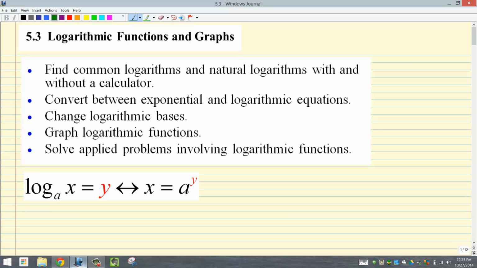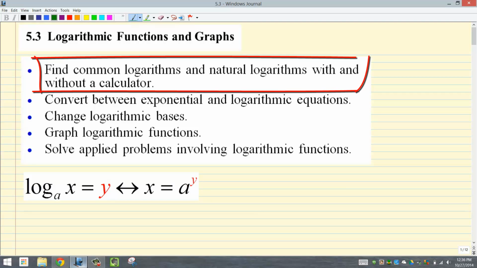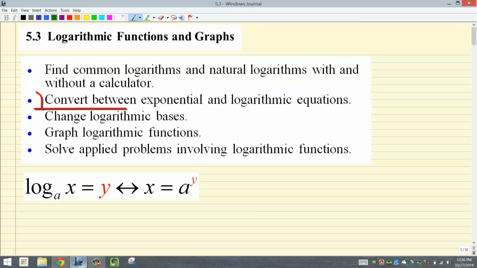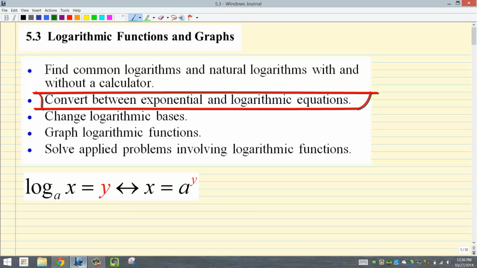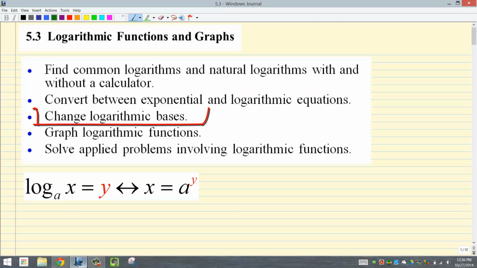So today we're going to look at 5.3, and these are the things that we want to cover. We want to find a common log and natural log with and without calculators. We want to be able to convert from exponential to log and log to exponential. That's really important. We want to use the change of base formula to solve logarithms that we can't normally calculate, and then graph logarithmic functions. And we probably won't get to the applied problems, but we'll take a look at those in a little bit.